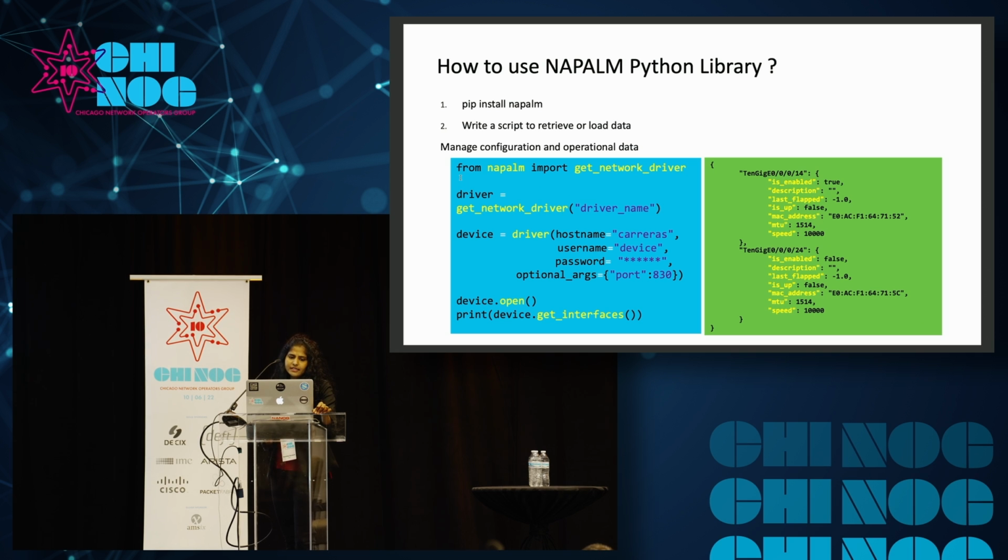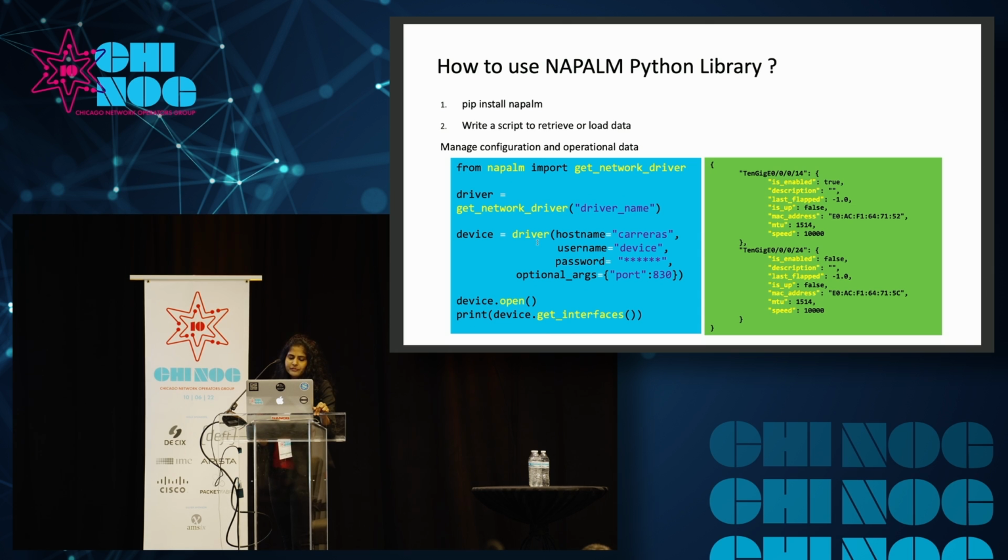So here what we're doing is we are importing get network driver function from the Napalm Python library. And to this get network driver, we have to provide the driver name. The driver name can be iOS XR netconf, iOS XR, iOS, NXOS, JunOS, or EOS. Now, to this driver, we should provide the host details, the device information, host name, username, the password, and the port number.